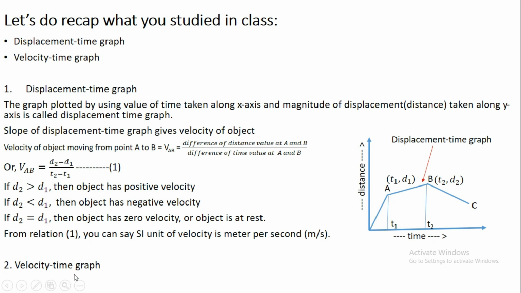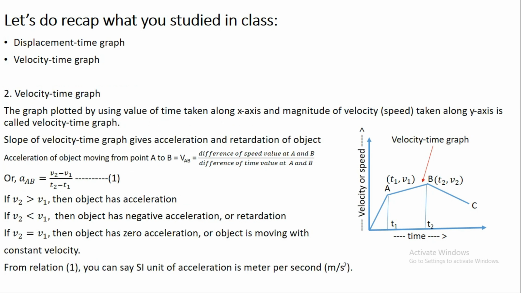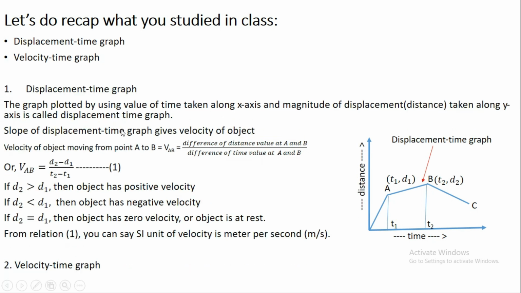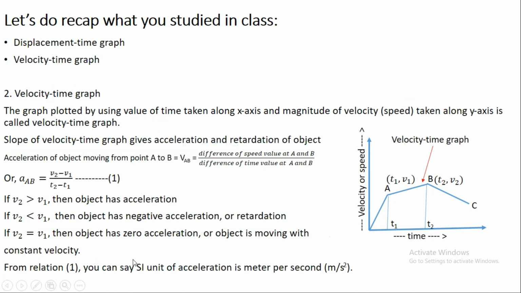What does a velocity time graph mean, and how can we understand and calculate acceleration from a velocity time graph? Keep in mind that a displacement time graph gives the velocity of an object. Now moving on to the velocity time graph. The graph plotted by using the value of time taken along the x-axis and the magnitude of velocity or speed taken along the y-axis is called a velocity time graph.